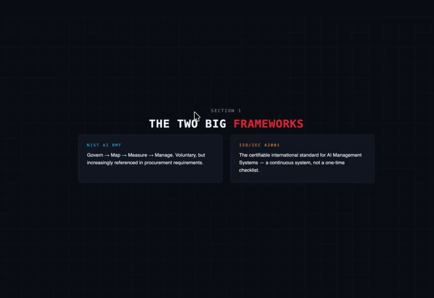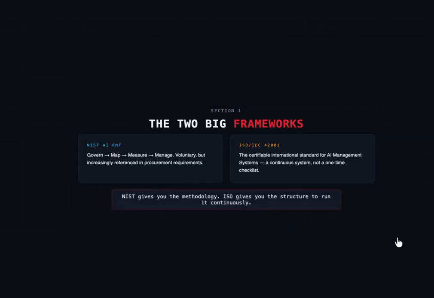Second is ISO 42001. It is the international standard for AI management systems. Think of it as the structured, certifiable version. It's about building an actual management system around AI, not just a one-time checklist. Both have different purposes. NIST gives you the risk methodology. ISO also gives you the organizational structure to run it continuously.